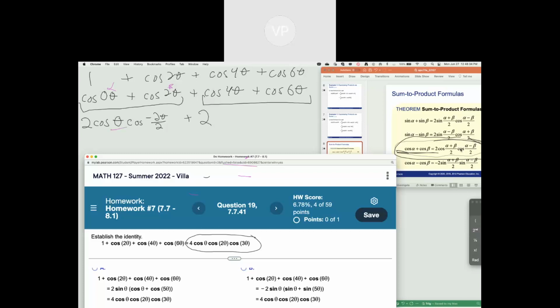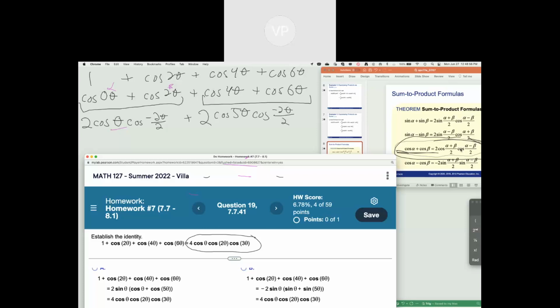So here we have a 2. And then again, we're going to say cosine of, add the angles and divide by 2. So 4 theta plus 6 theta is 10 theta. Divided by 2, we get a 5 theta. And now we subtract them and we get a negative 2 theta over 2.